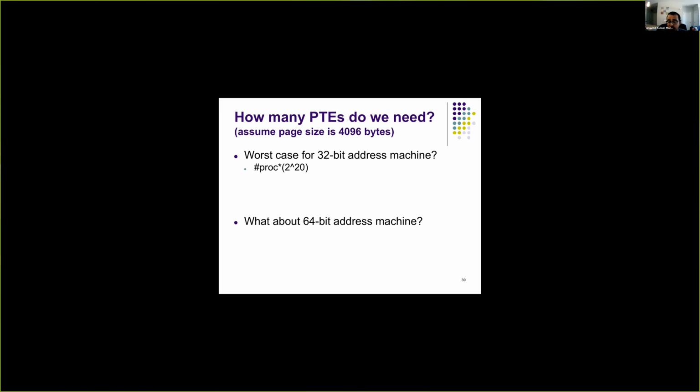Similarly, for a 64-bit machine, you do the same thing. How many page table entries are needed? Here, you subtract 12 from 64, and you get 52, so 2^52 times the number of processes. So that's the maximum number of page table entries that an operating system dealing with a 64-bit machine needs to store.